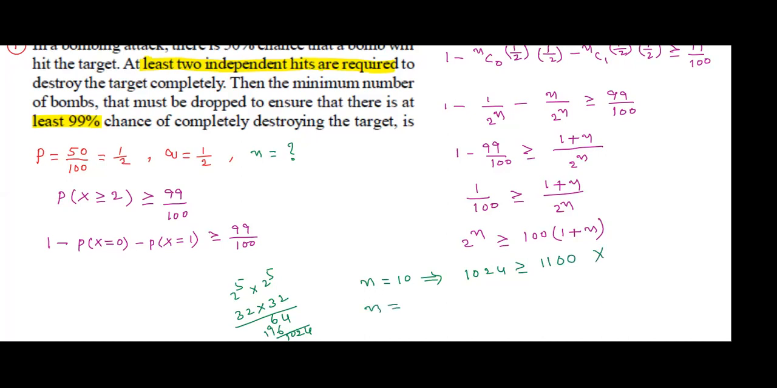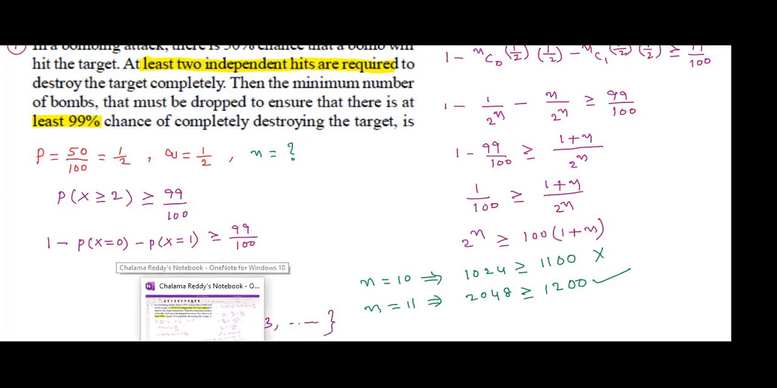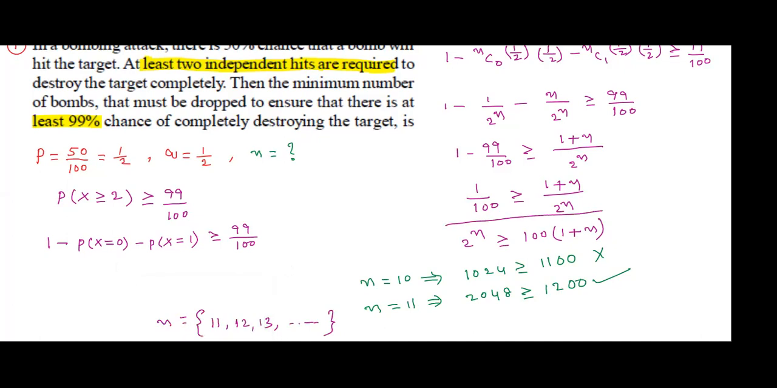If n is equal to 11, observe that 2 power 11 is 2048, greater than or equal to 100 into 11 plus 1, 12. Here we get only 1200. Here the condition exists. So finally, at what values of n will the condition exist? n equal to 11, 12, 13, 14 and so on. For all these values, this condition will exist.